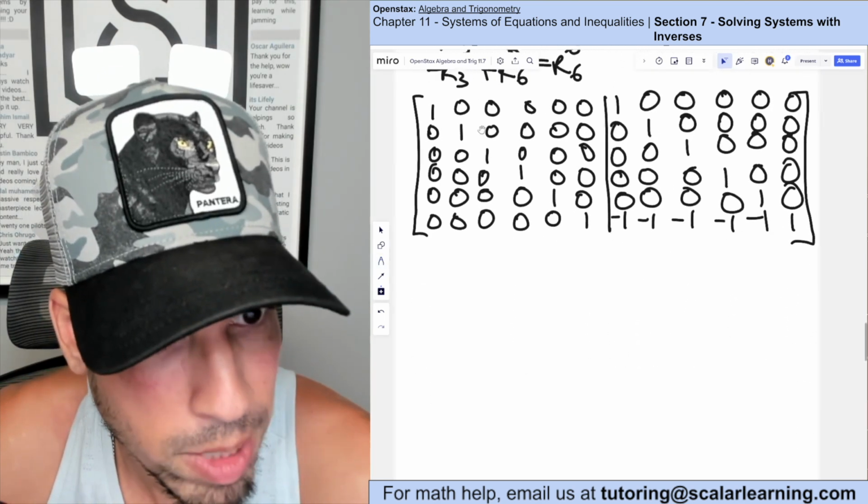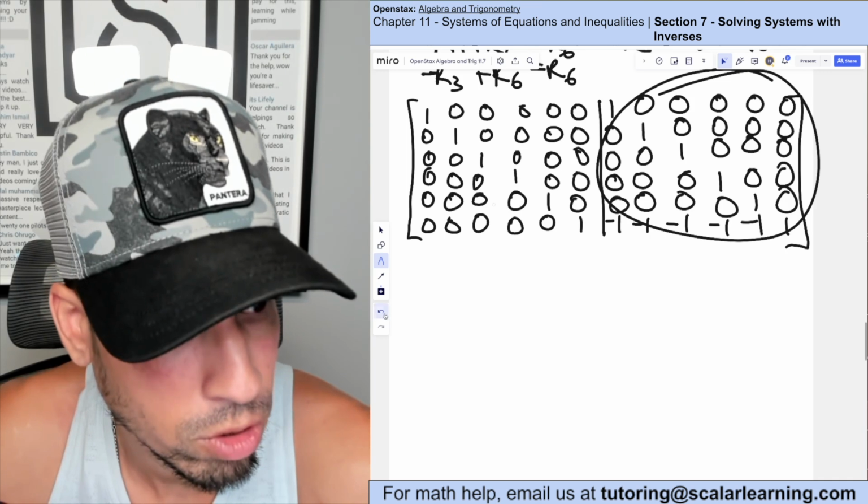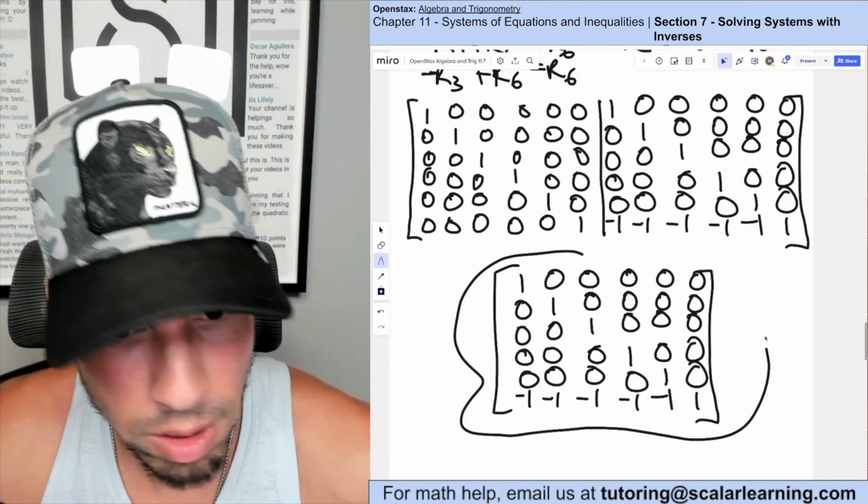So as we know with these matrices, what we have on the right-hand side is the inverse. So this is your final answer. That's how you do it.